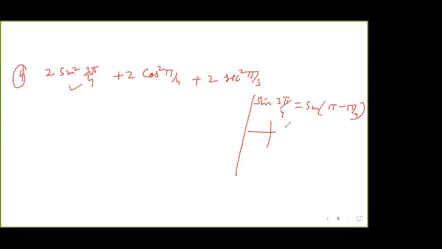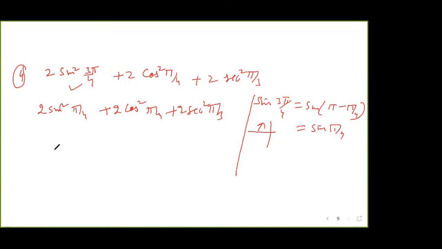What is the quadrant? Pi minus is in the second quadrant. It means this can be done as only sine pi by 4, because sine is positive in the second quadrant, and pi shows that it is about the horizontal line, so no change will be there. So sine pi by 4. It means the question is 2 sine square pi by 4 plus 2 times cos square pi by 4 plus 2 secant square pi by 3.